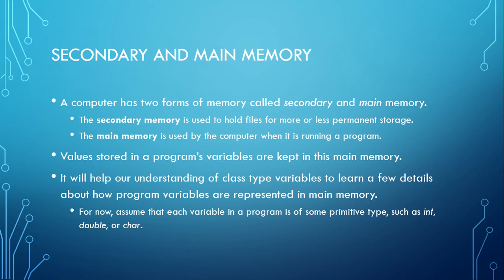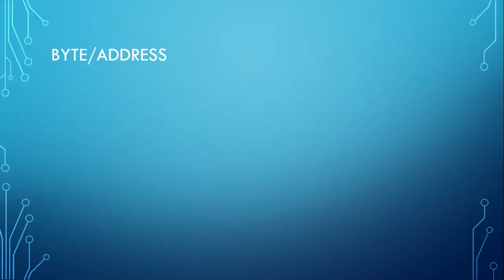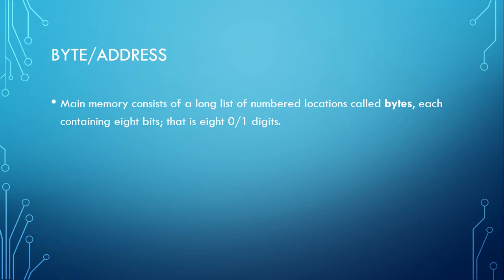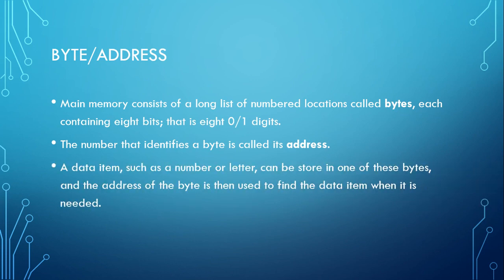It will help our understanding of class type variables to learn a few details about how program variables are represented in main memory. For now, assume each variable in a program is some type of primitive type such as int, double, or char. All right, byte addressing. Main memory consists of a long list of numbered locations called bytes, each containing 8 bits, that is, 8 0 or 1 digits. Remember, we learned a little bit about this in the beginning, so it's a good refresher to see some of this information again. The number that identifies a byte is called its address. A data item, such as a number or letter, can be stored in one of these bytes, and the address of the byte is then used to find the data item when it is needed.